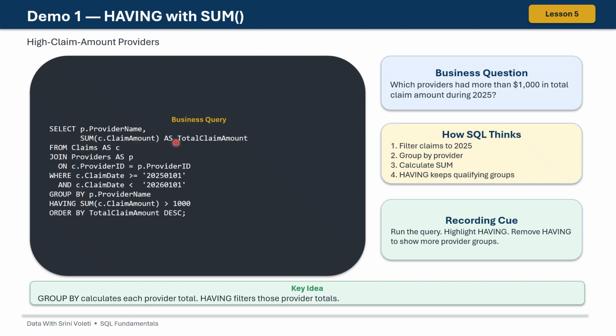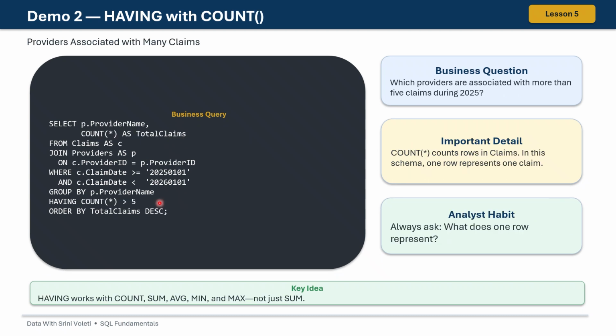The HAVING clause is not limited to SUM. It can also work with COUNT, AVERAGE, MIN, and MAX. In this example, the business question is which providers are associated with more than 5 claims during 2025. Again, we join claims to providers and filter the claim rows to 2025 using the WHERE clause. GROUP BY creates one row per provider. COUNT star counts the number of rows in the claims table for each provider.